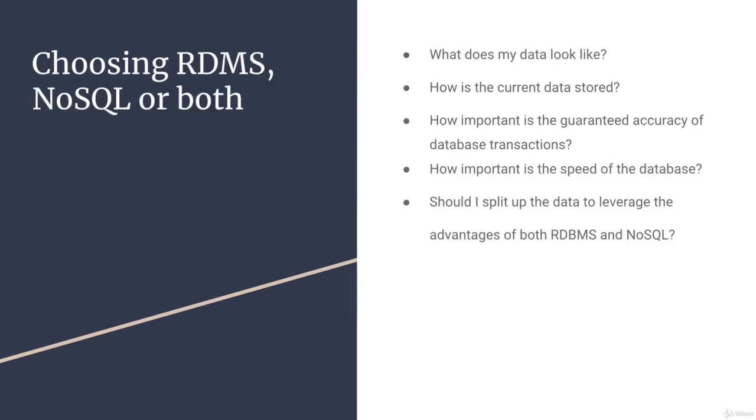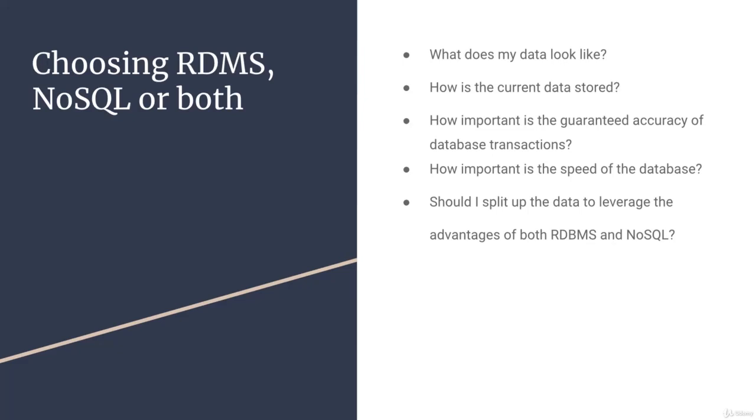So, when you're choosing between a relational database management system or NoSQL, or maybe both, there are some questions that you might ask yourself. The questions are listed right here. You could ask yourself, what does my data look like? How is the current data stored? Is it already stored in a relational database? Or is it already in NoSQL? Because if it is already stored in a relational database, you need to figure out if it is worth the time to transition to a NoSQL database.